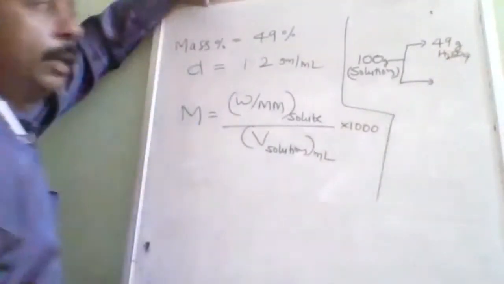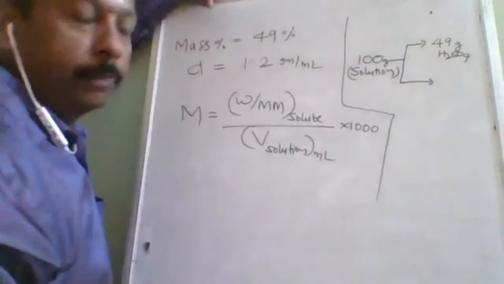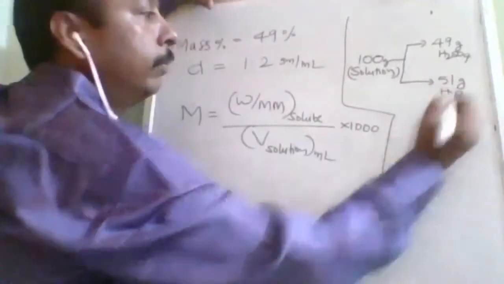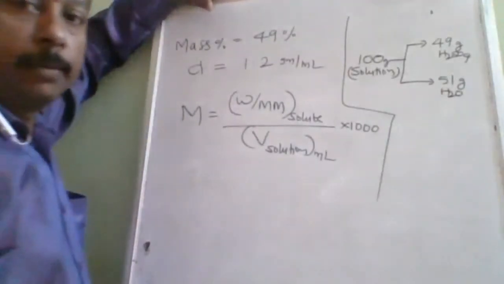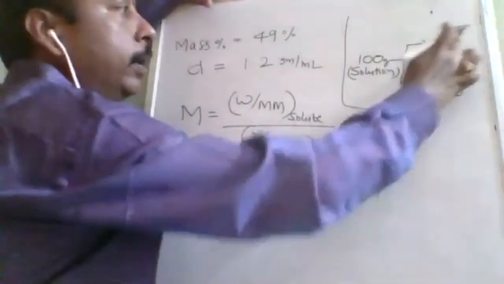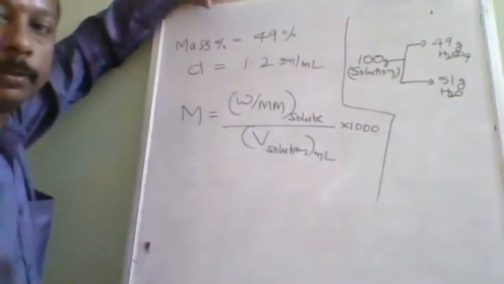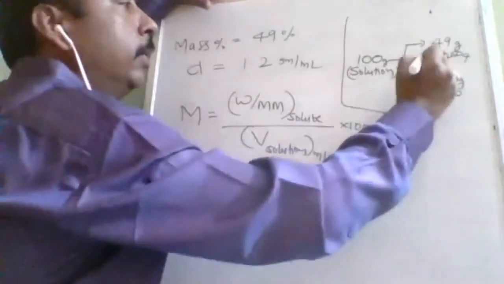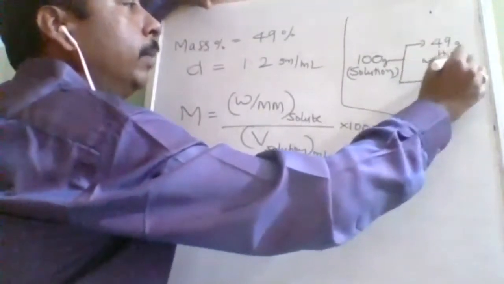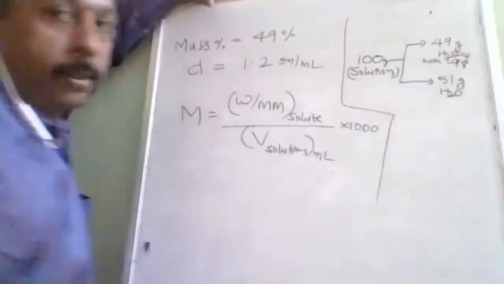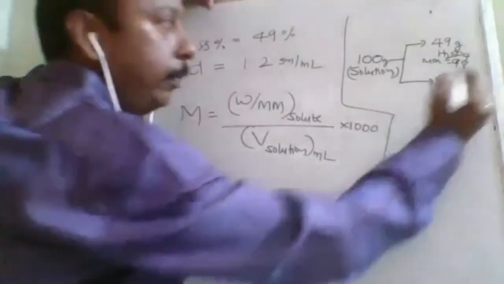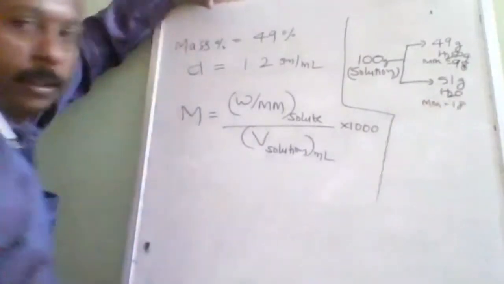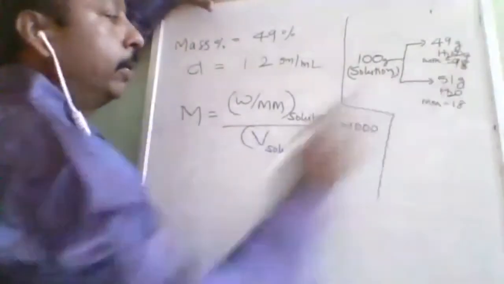49 grams is of H2SO4. Leftover will be 51 grams of water. So 49 grams sulfuric acid, 51 grams water. Now the molecular mass of H2SO4 is 98. Everybody should learn these values by heart; in the exam you will not get time to calculate this. The molecular mass of water is 18. This is solute, this is solvent.